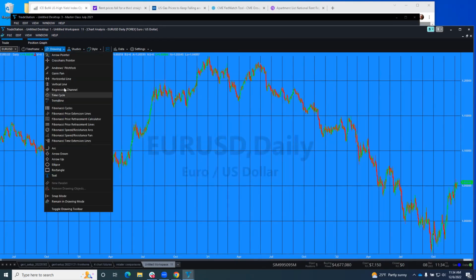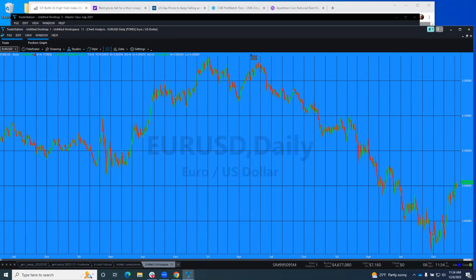Go to drawing, Fibonacci retracement, Fibonacci price retracement lines. Boom. All right, I know it's hard to see. I apologize. This is 50% right here, and we're at the 38%. I mean, here's a question. Do we only retrace to 38 or do we retrace to 50?